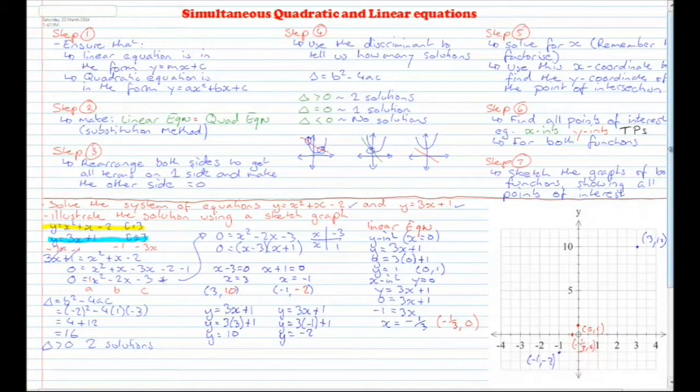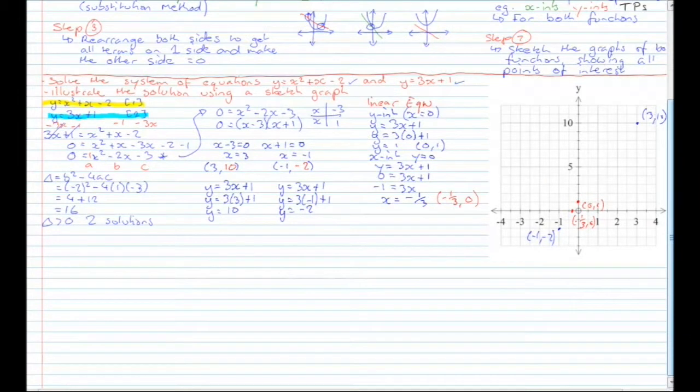Just going to scroll down now so that we can do the rest of our working out. So what I now need to do is go through and find all the points of interest for my quadratic equation. To do that, let's write out the quadratic equation once again. So I've got y is equal to x squared plus x minus 2. To go through and do that now, let's find my y-intercept. And to do that, I need to make x equal to 0.